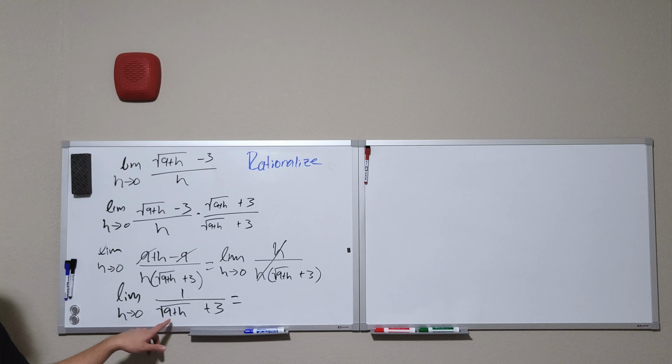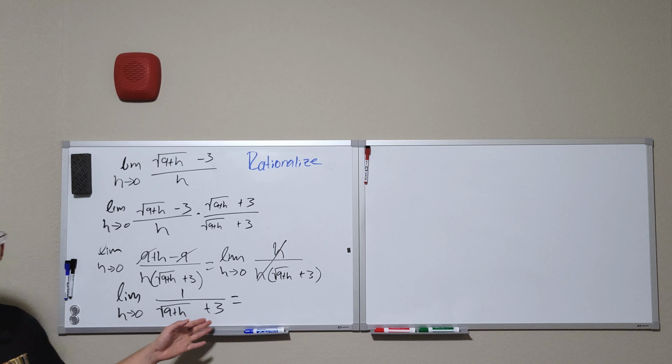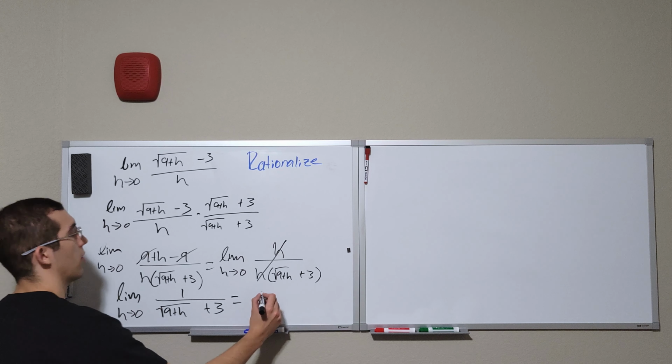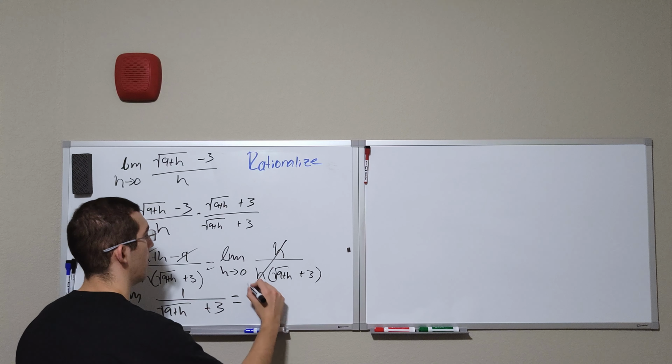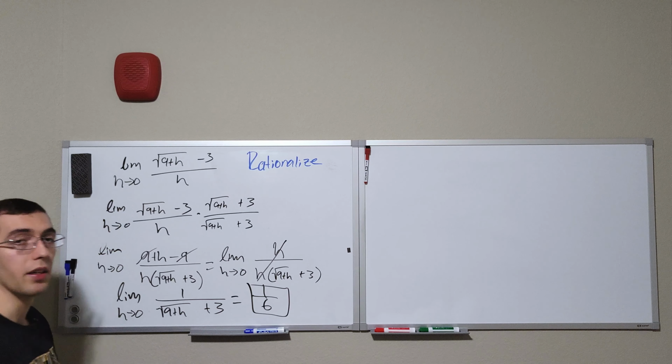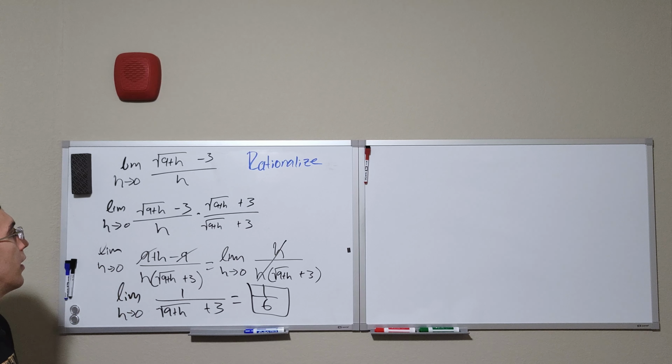So now I can go ahead and plug in my 0, right? So 9 plus 0 is going to be 9. Square root of 9 is 3. 3 plus 3 is 6. So my answer is 1 over 6 for this problem.